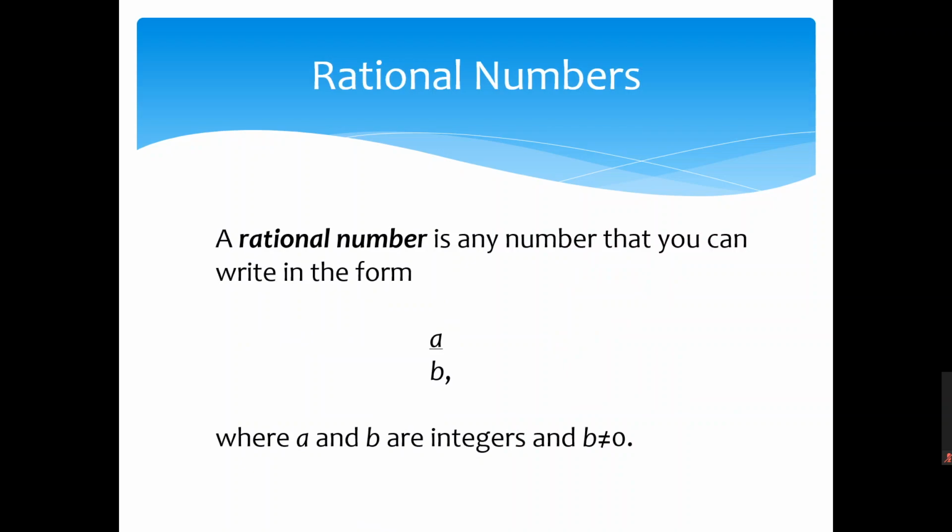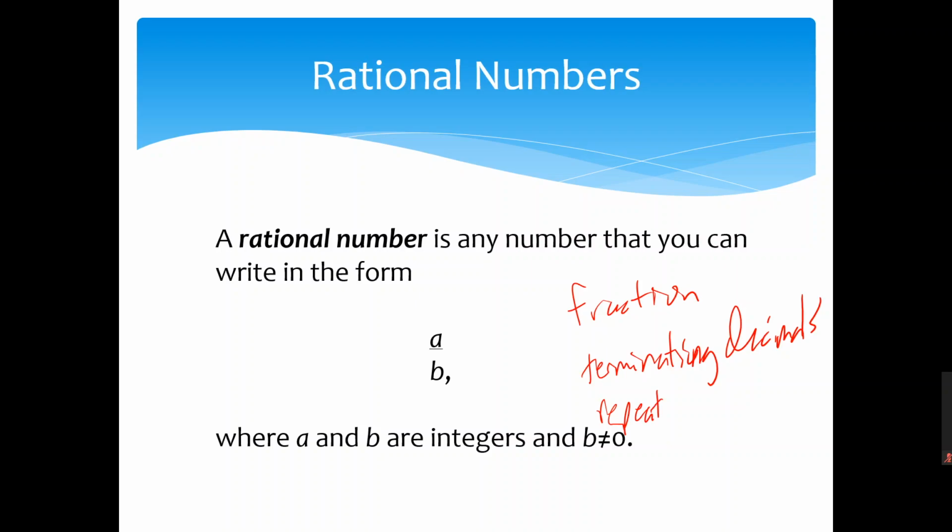Okay, rational numbers, any number you can write in the form a over b, where a and b are integers and b does not equal 0. So this is your fractions and your terminating decimals. So that means a decimal that comes to an end, it doesn't keep going. You also have your repeating decimals. They would fall in here as well.